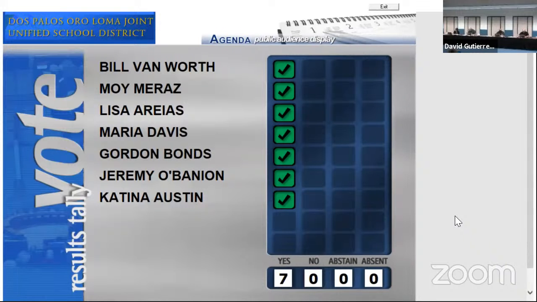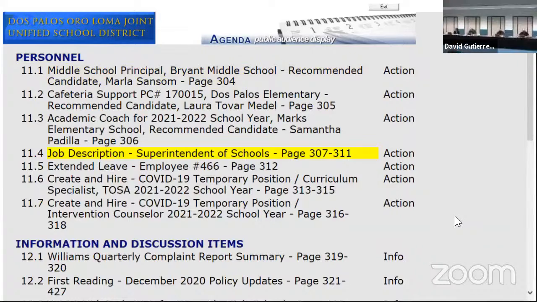Passes. 11.4, job description, superintendent of schools. Is there a motion? So moved. By Mr. Merced, second by Mrs. Davis. Dr. Miller: So this is an updated job description for the superintendent position. This will be posted for a replacement of the superintendent. Any questions? Call for the vote.